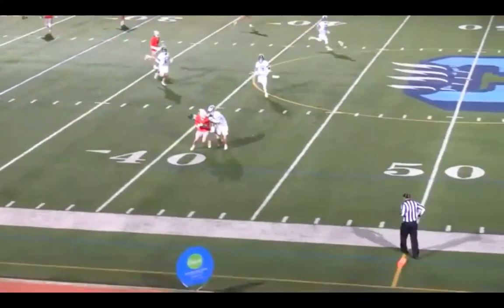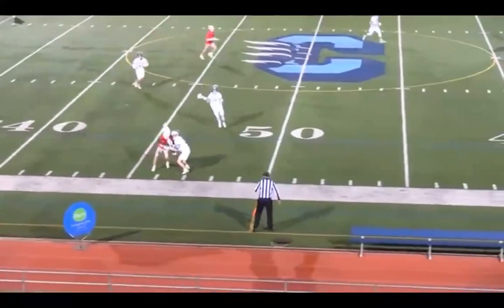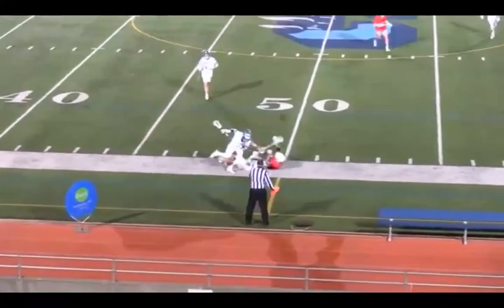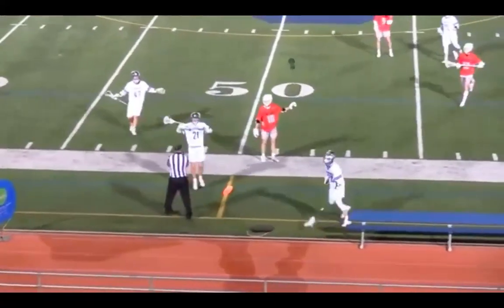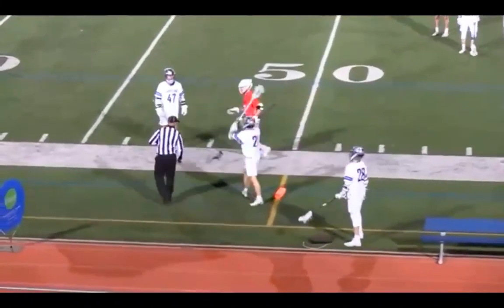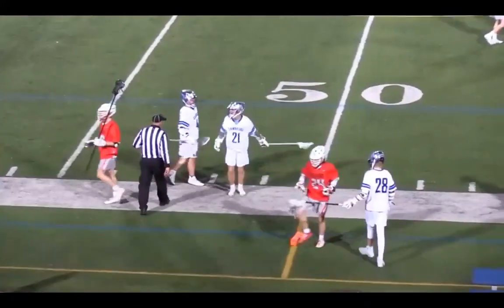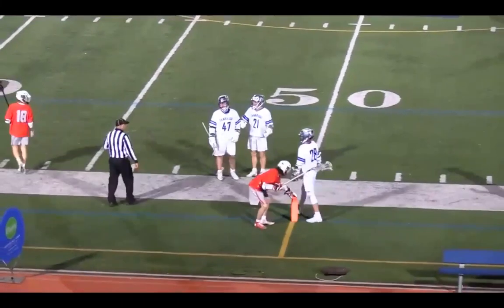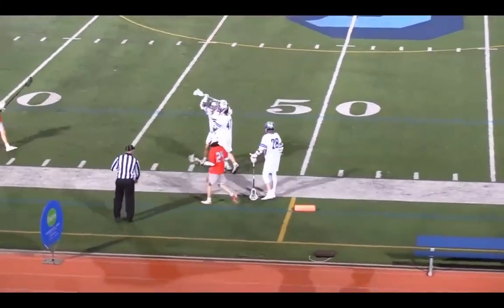So red has possession of the ball. He's getting driven, falls over. He forces the ball to go out of bounds. Red picks up the ball. Watch where the white guys are. Watch where the white players are.